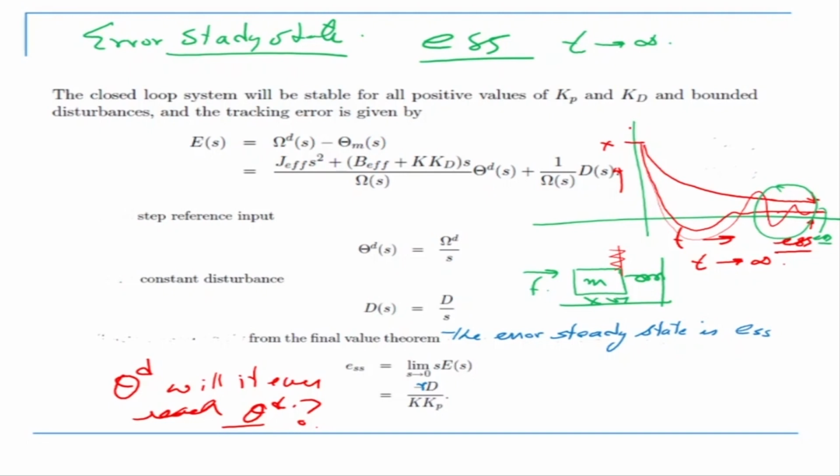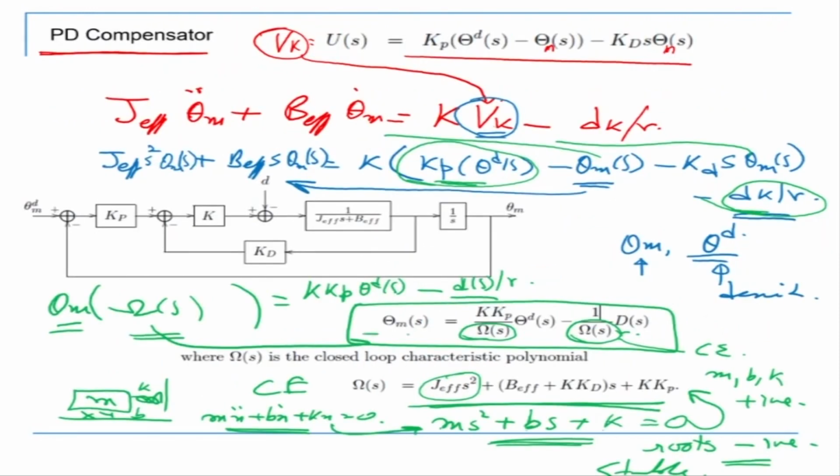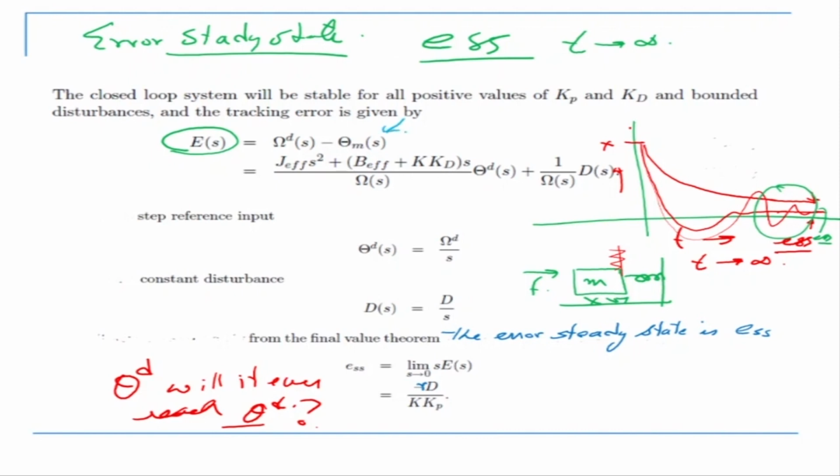Now the error E is equal to theta d, desired, minus theta m. This we have seen when we talked about our position regulator controller also. So theta d minus theta m(s). Now you know what theta m(s) is. Theta m(s) is this. So I have theta m(s) equal to this: K K p by omega(s) into theta d(s). So I take my theta m(s) and put it inside here. After I do that, I take theta d(s) out. So what we get is theta d(s), and omega(s) comes at the denominator, and there is a theta d(s) into 1 by omega(s) by d(s) by r. There is an r there.